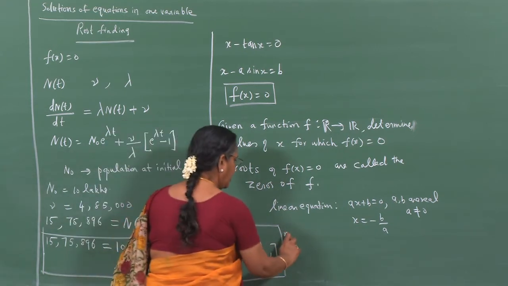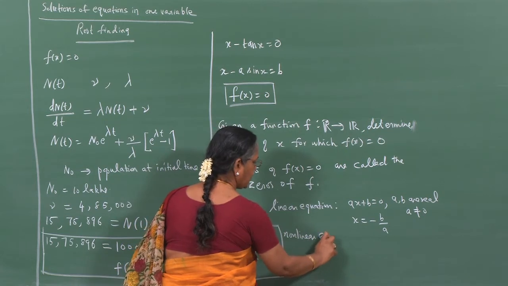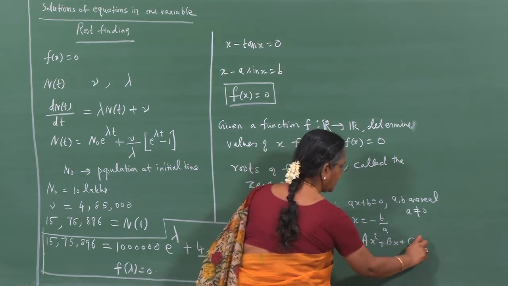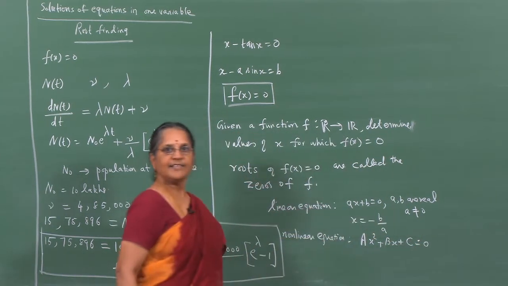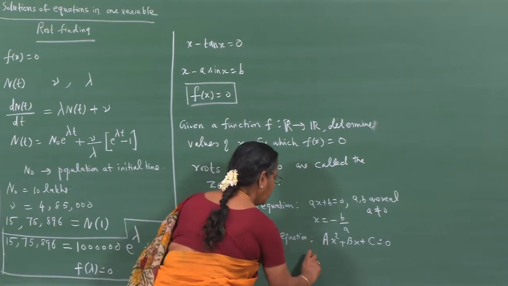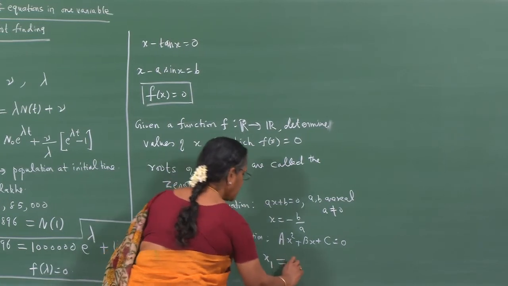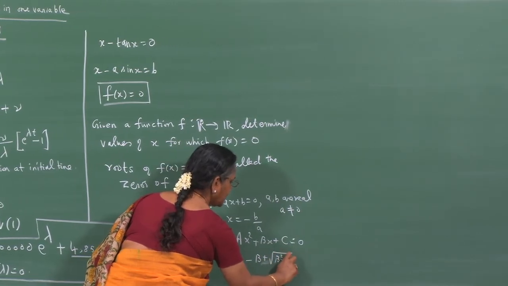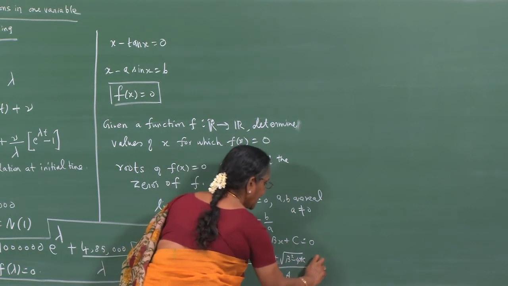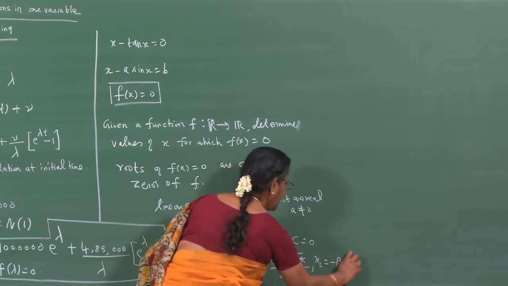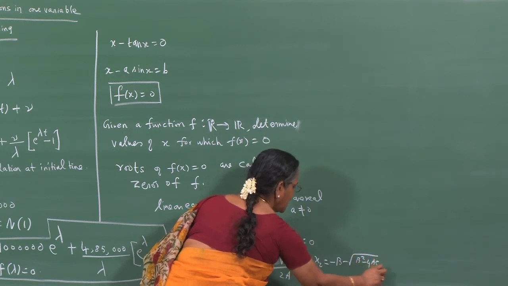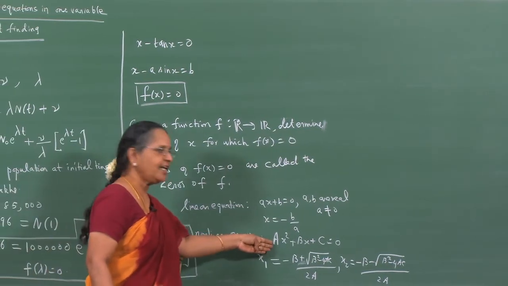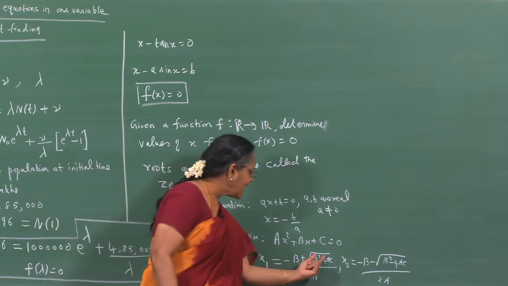Suppose I consider a non-linear equation of the form ax² + bx + c = 0. This is a quadratic equation, so I can write down the solutions in the form x1 = (-b + √(b² - 4ac))/2a, and the second solution is (-b - √(b² - 4ac))/2a.